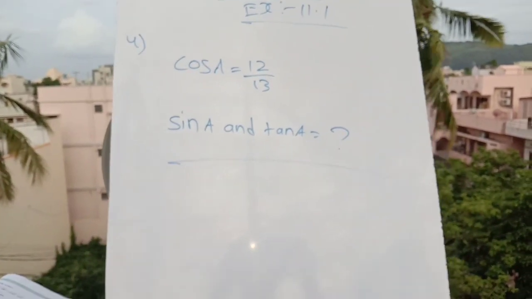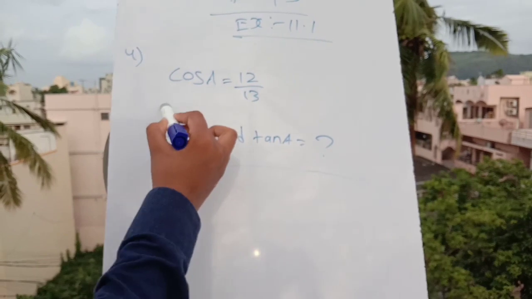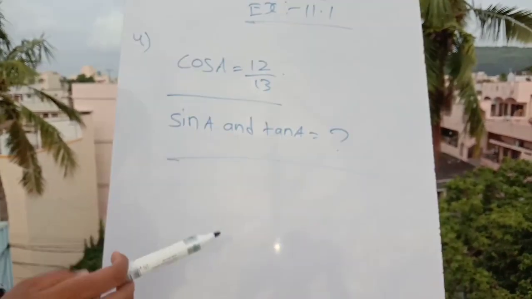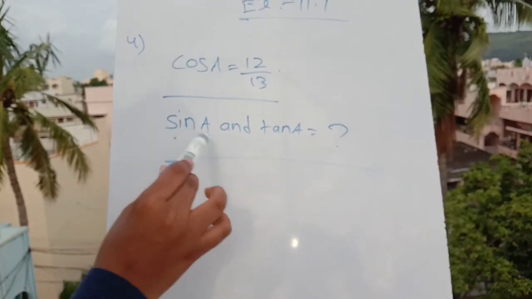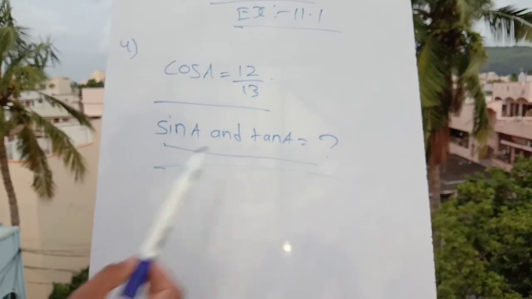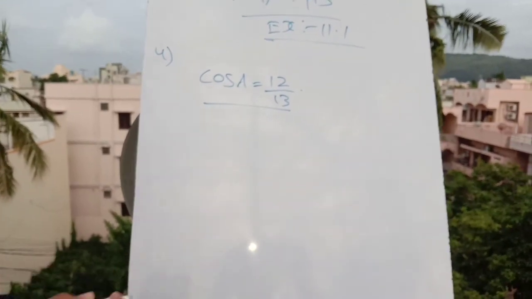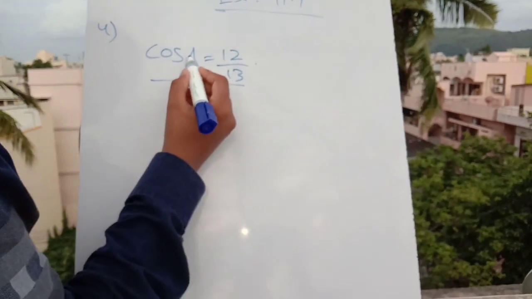So friends, here you can see the sum. He has given that cos A is equal to 12 by 13, it is a ratio, and we have to find sin A and tan A. So friends, here he has given that cos A is equal to 12 by 13.